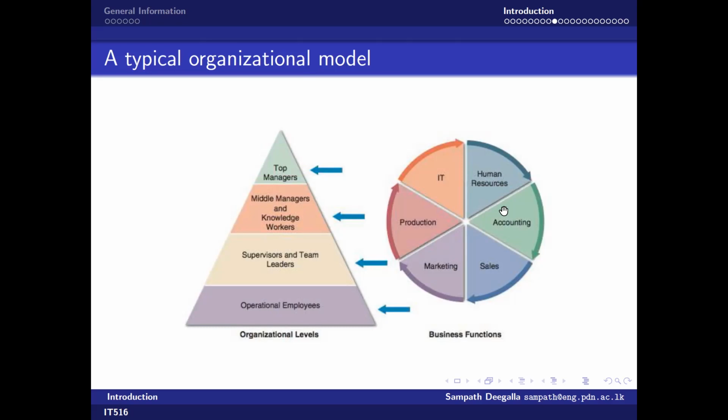And if you look at their business functions, they will be different. In any organization, you have human resource management, accounting, sales, marketing, production, as well as information technology. For example, even in the university system, we have an HR where we need to recruit both academic as well as non-academic members for various functions. And we have a separate department for accounting.